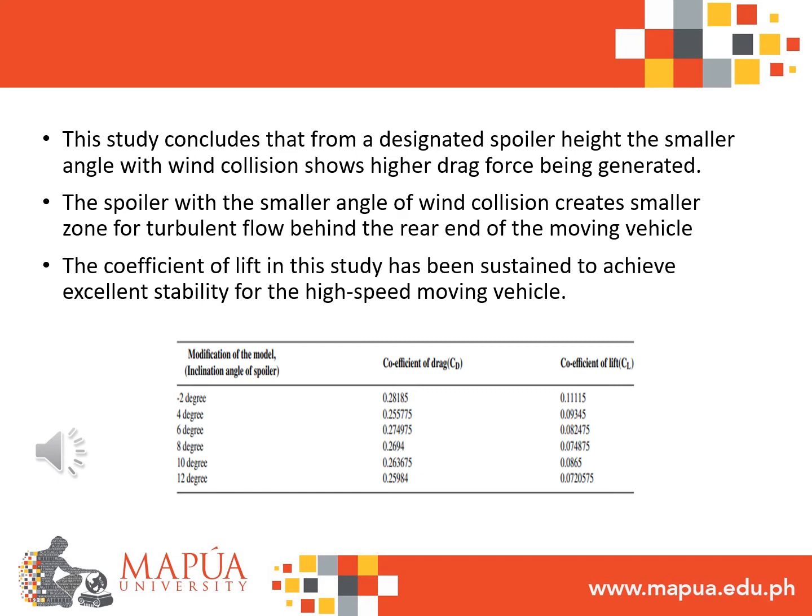This study concludes that from a designated spoiler height, the smaller angle of wind collision shows higher drag force being generated. The spoiler with the smaller angle of wind collision creates a smaller zone of turbulent flow behind the rear end of the moving vehicle. The coefficient of lift in this study has been sustained to achieve excellent stability for the high-speed moving vehicle.